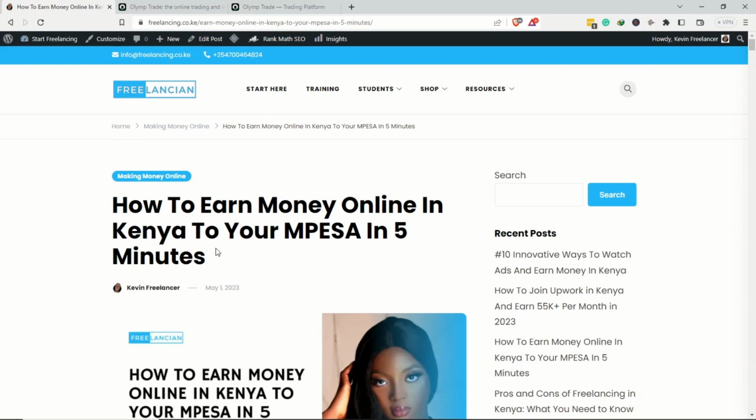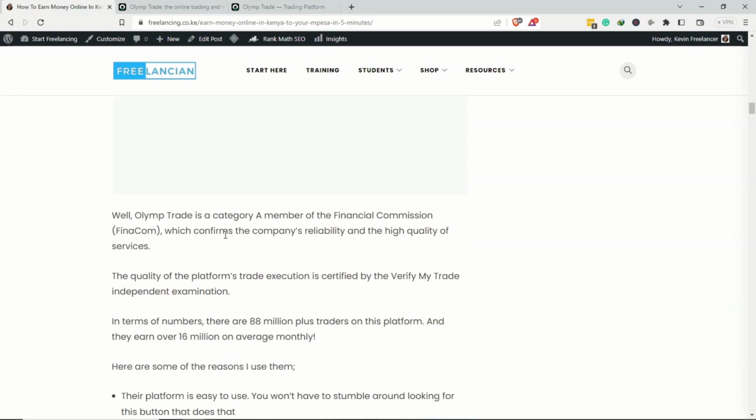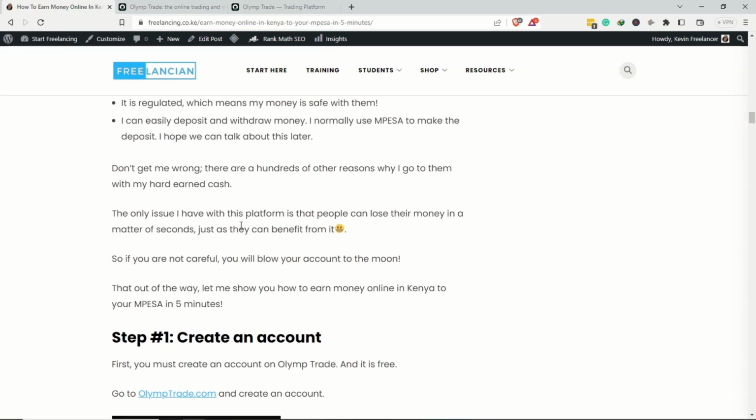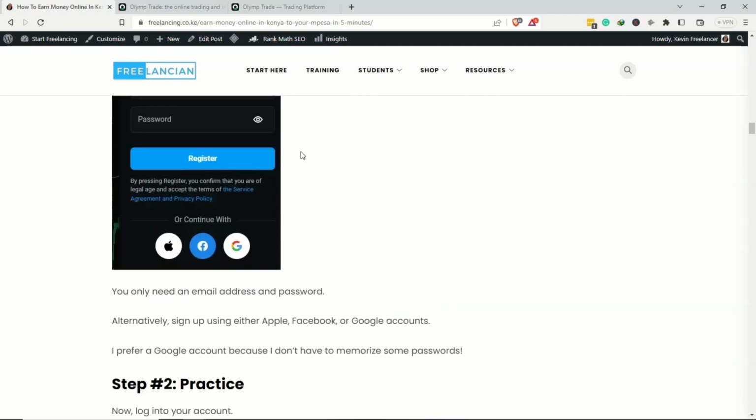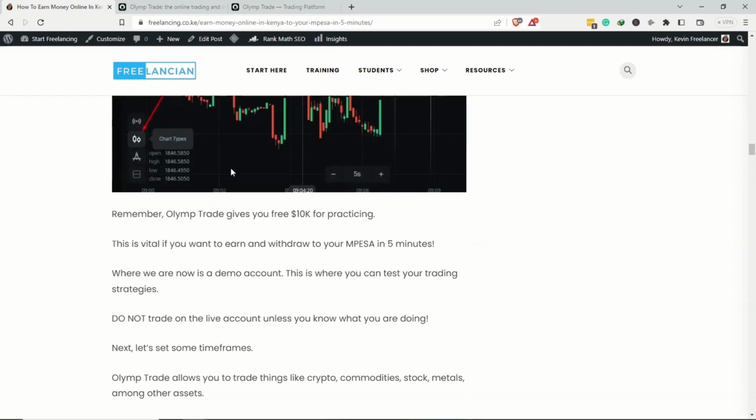So recently I published this article, how to earn money online in Kenya to your M-PESA in 5 minutes. And inside it, I lay out exactly what I'm going to teach you here. What I'm trying to say is, if you'd rather read than watch, there are different types of people. Kuna wale watu wanapenda sana kuwatch, then kuna mwingine anaweza ielewa akisoma. So if you're into reading, I'll leave a link in the description to this article. It's exactly what I talk about in this video, but in a written form.